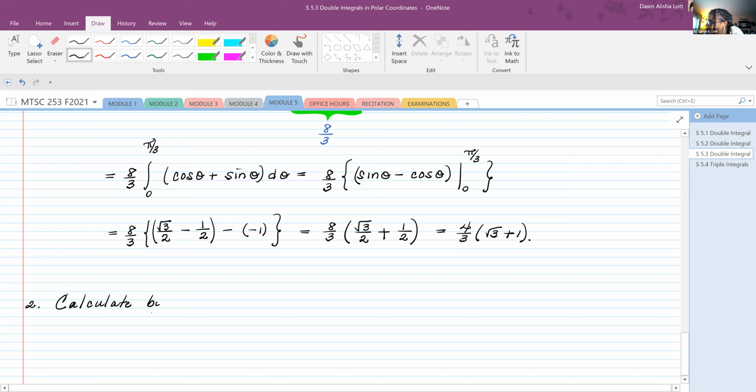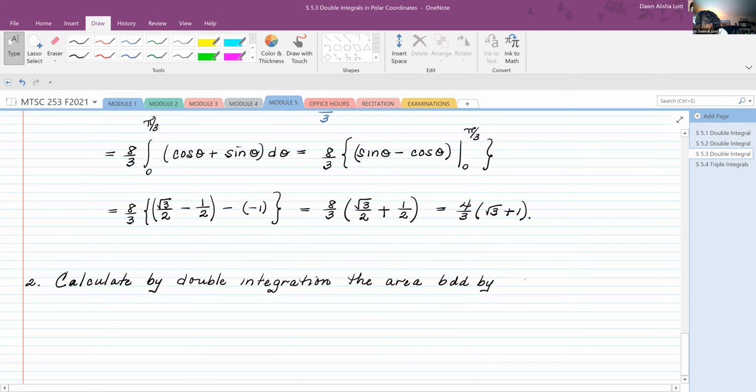Calculate by double integration the area bounded by x squared plus y squared is less than 4. Okay, so that's a disk of radius 2.